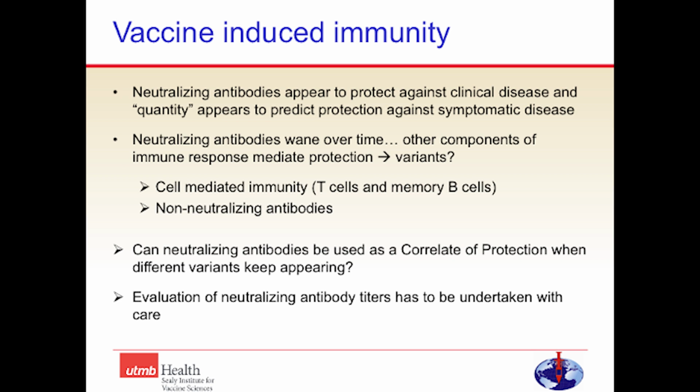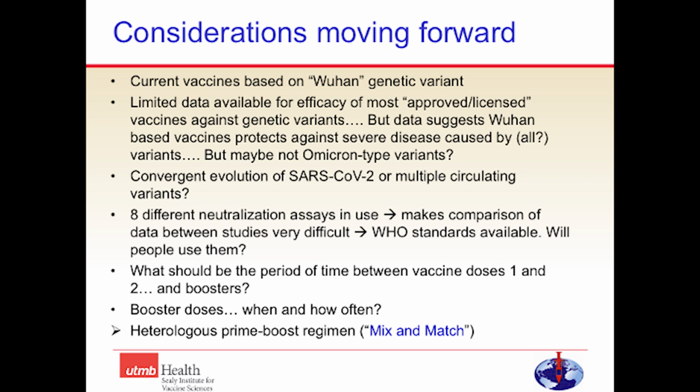So as we move forward, the current vaccines have all been based on Wuhan to date. There's limited data available for efficacy of most of these approved licensed vaccines against the genetic variants, but data suggests that the Wuhan-based vaccine protects against severe disease, hospitalization, against all variants, maybe except for some of the Omicron. Until recently, we've seen convergent evolution of SARS-CoV-2, although Omicron is having the last. And I always think viruses are far more intelligent than humans. Every time we think we've got them beaten, they come along and do something different.